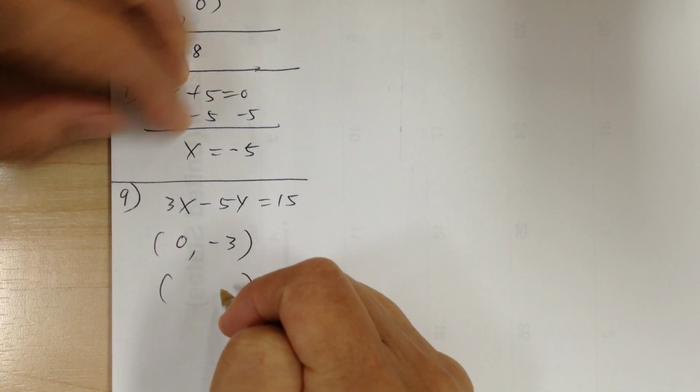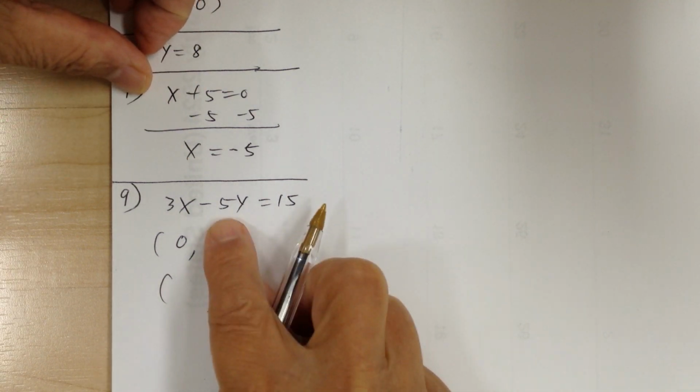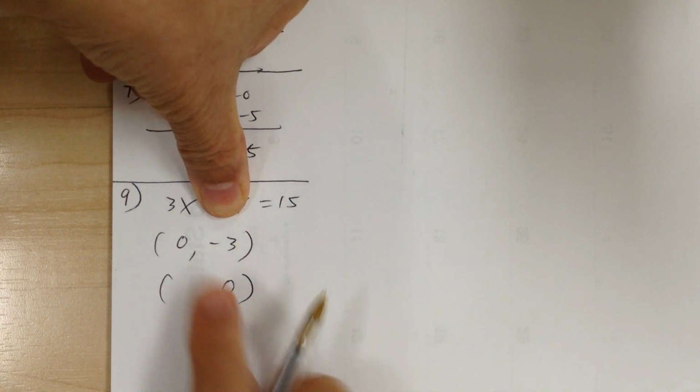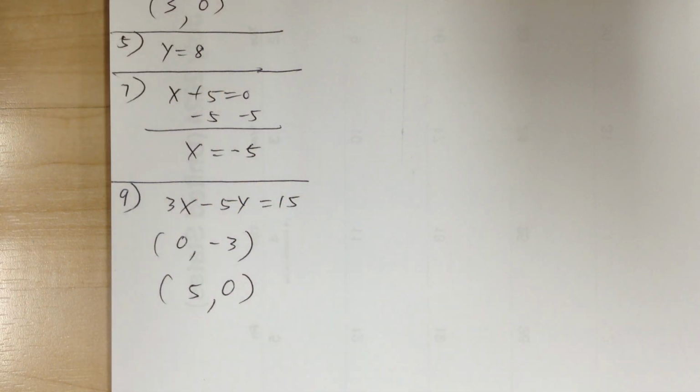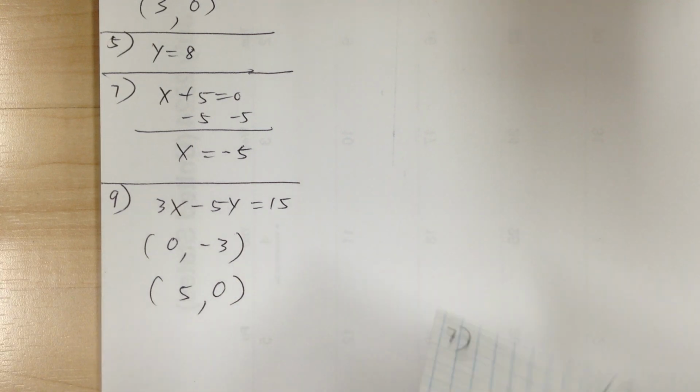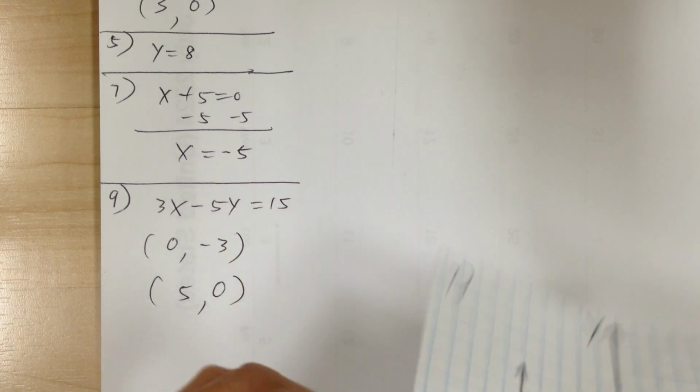And you make y equal to 0. When y is 0, this term is gone, so x will equal 5. 3 times 5 gives you 15. Those are your intercept points. So let's go and graph those two intercept points.